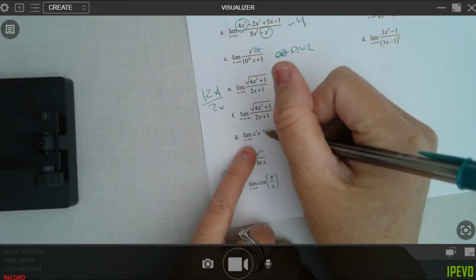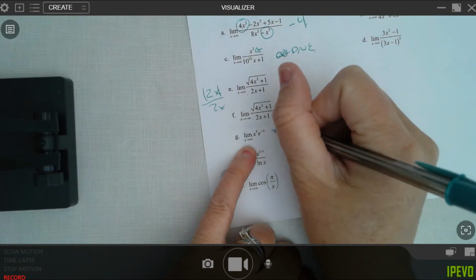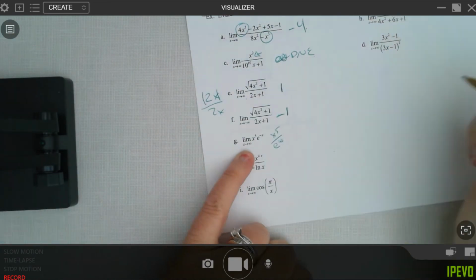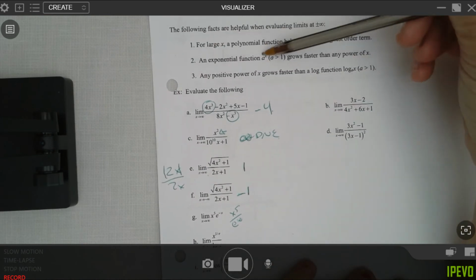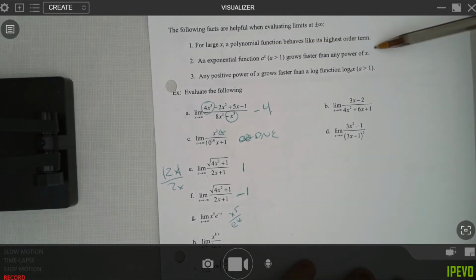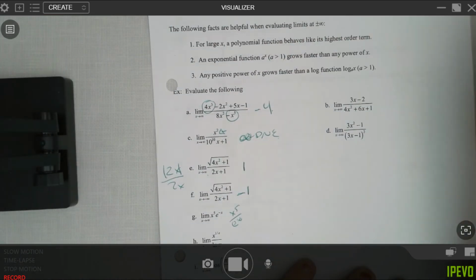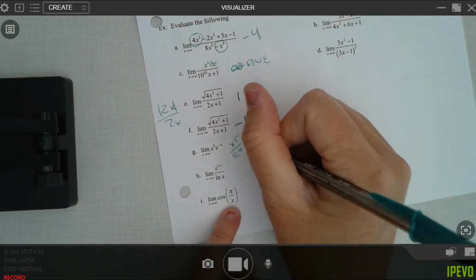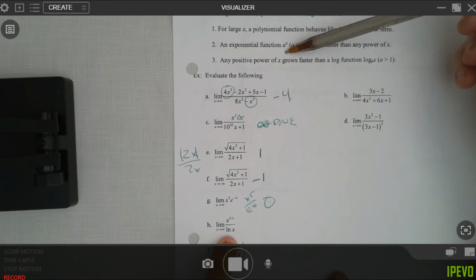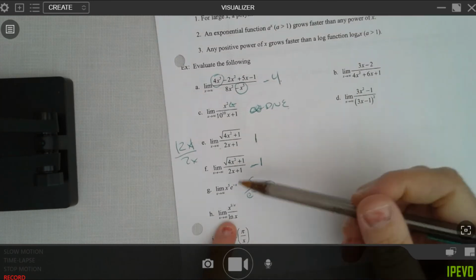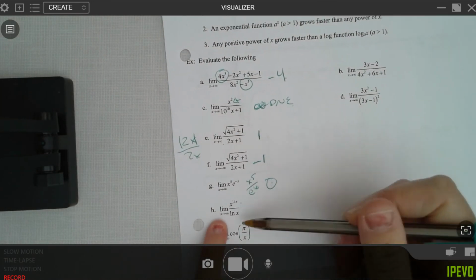So if I plug in infinity in here, I'm going to have x to the 5th over e to infinity. Right here it tells you exponential function. An exponential function grows faster than any power function. So it's telling me the bottom's growing faster. So if the bottom's growing faster, we're getting a limit of 0. And then it says that any positive power grows faster than a log. So here's a positive power, and then it's growing log.